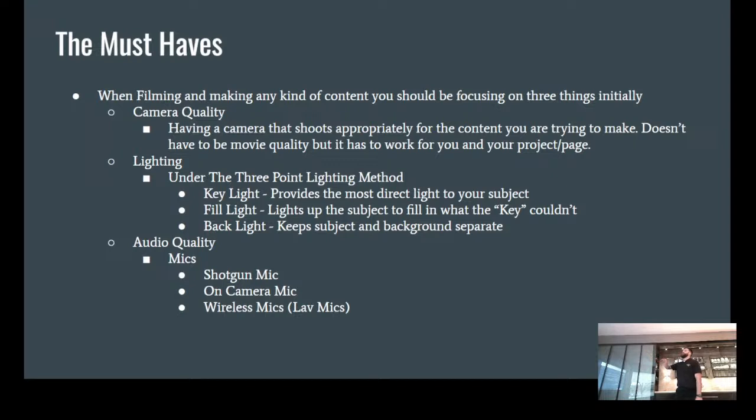Lighting. When you're using lighting, and this goes for photos as well, you should have a 3-step lighting process. So there's a key light that provides light directly onto your subject. The fill light is your second light that fills in the light on the subject when the key couldn't. And then you have a backlight, which keeps the subject and background separate. I have an example of that on the next page.